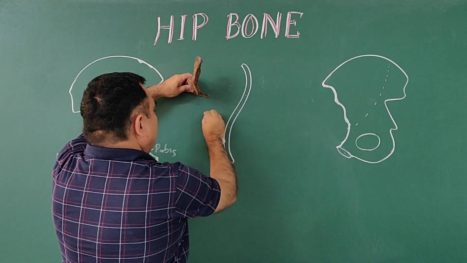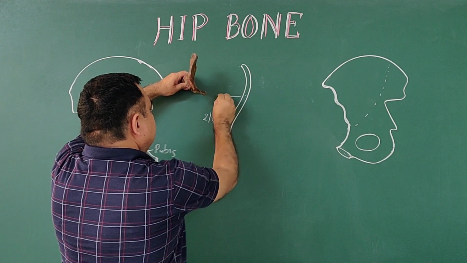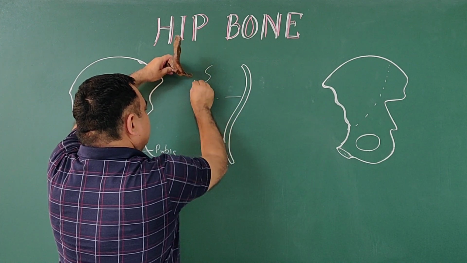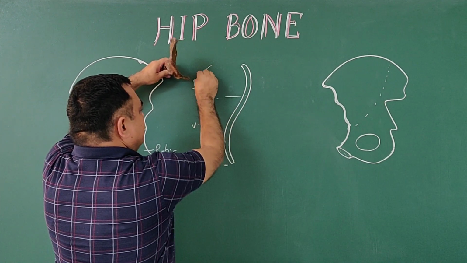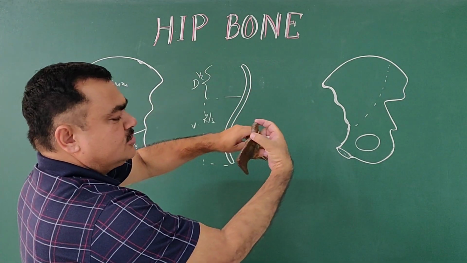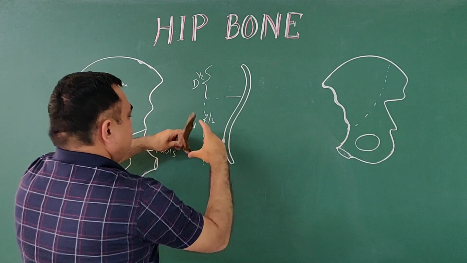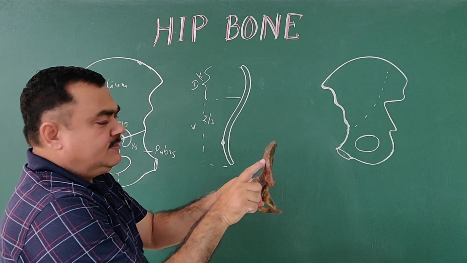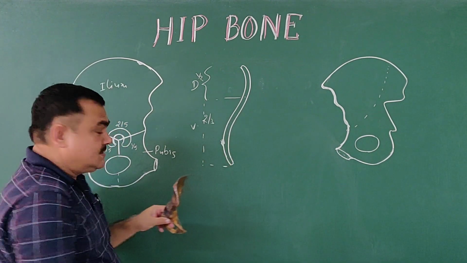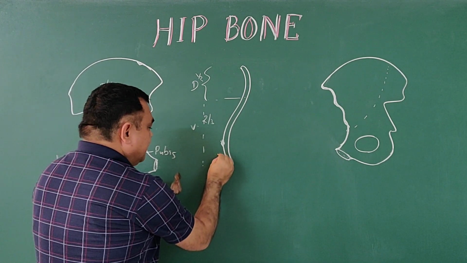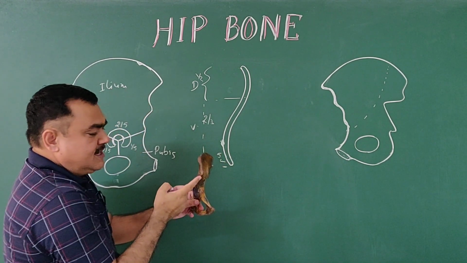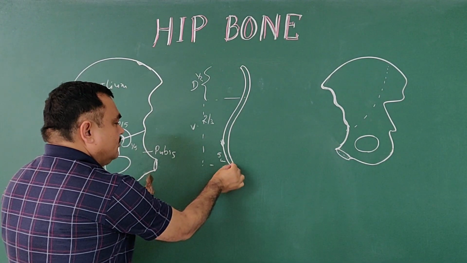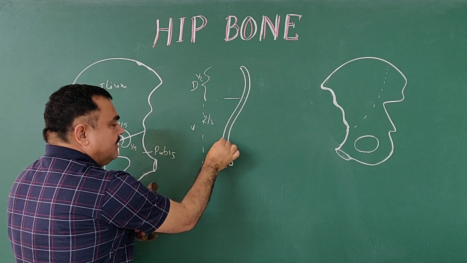This is the anterior 2/3 part, the ventral part, and this part is the dorsal part, the posterior 1/3. This is 2/3, this is 1/3. And here is the tubercle of the iliac crest. It lies about 5 centimeter from the anterior superior iliac spine. From here, this tubercle lies 5 centimeter behind this.